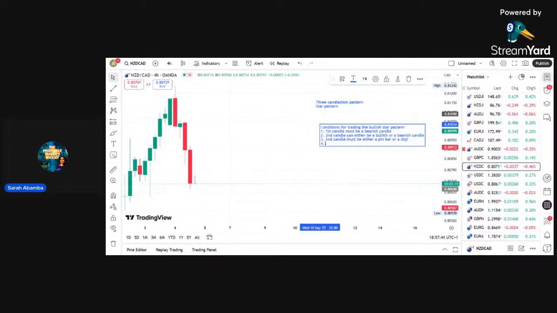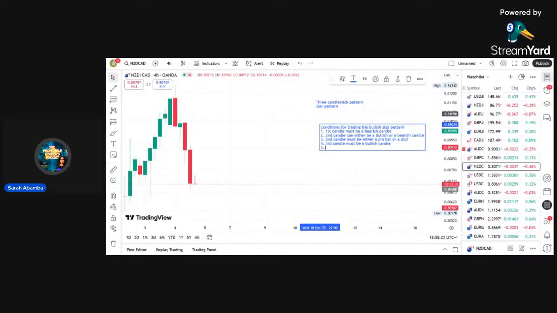Now, the third candle, you know it's a three candlestick pattern. The third candle must be a bullish candle. All the conditions are not too much. If you've known it, you've known it. Now I don't have to go and be listing conditions. If I see a star pattern, I will know that this is a star pattern. I don't have to be checking if the conditions fit. I'll just know that this is it.